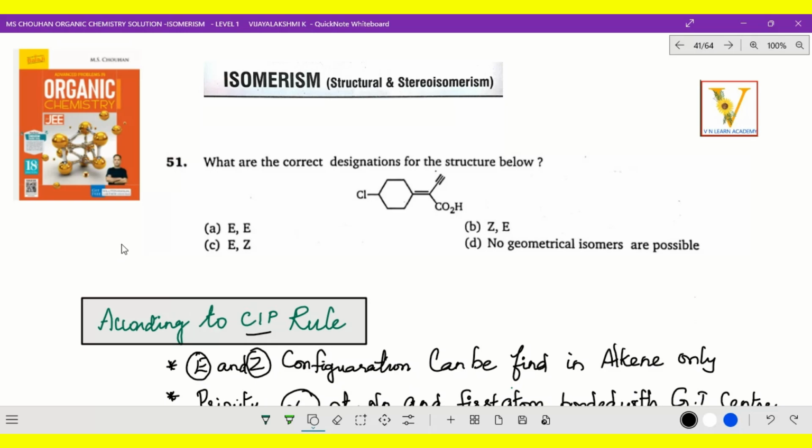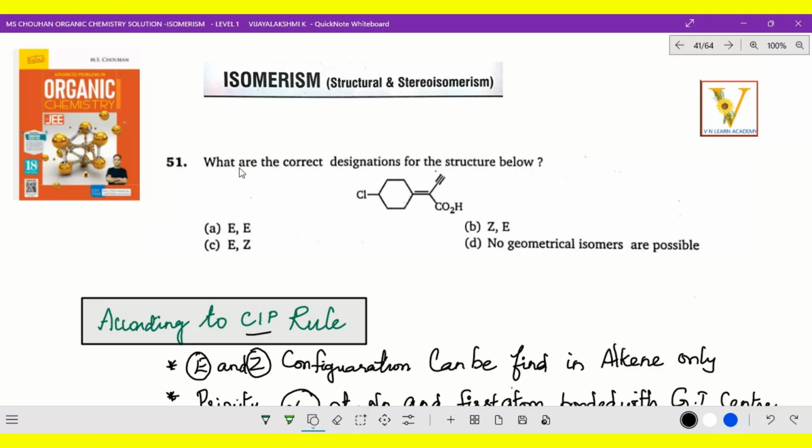Hello, students. Today we are going to see some more interesting and important questions from M.S. Chauhan sir's Organic Chemistry, Level 1 Isomers, questions 51 to 60. Come on, let us discuss.